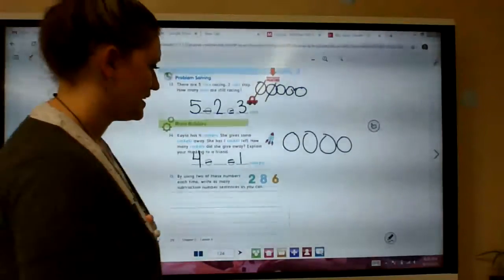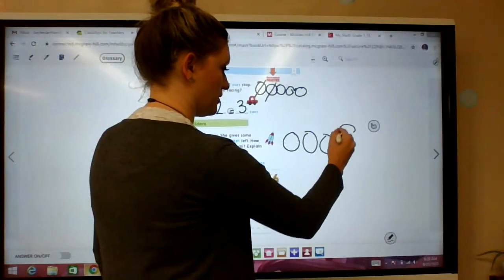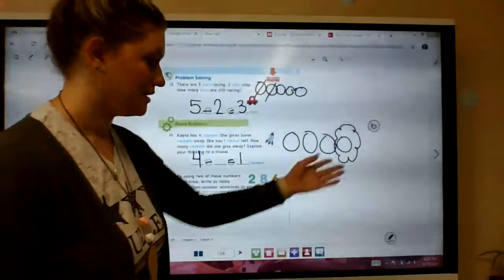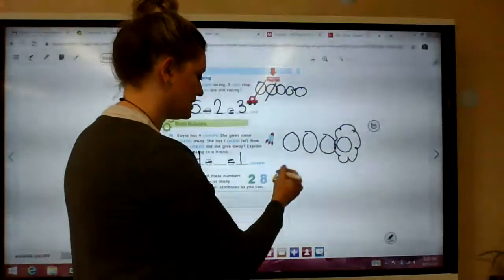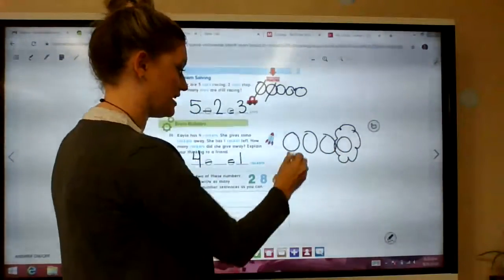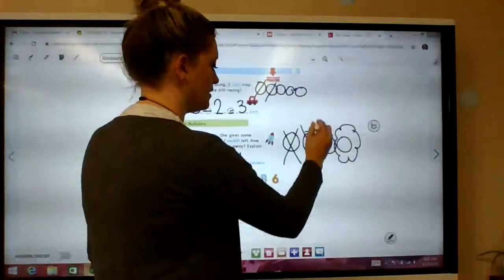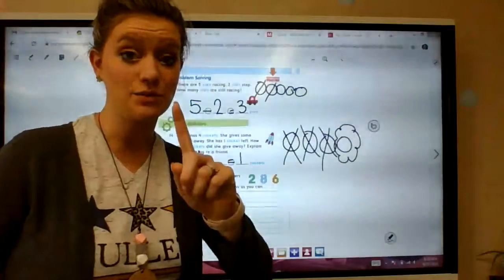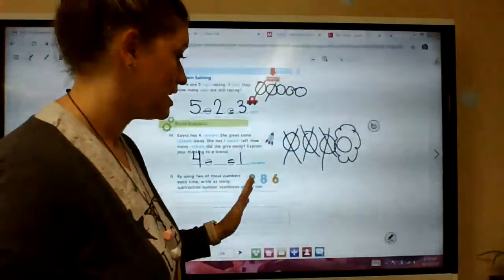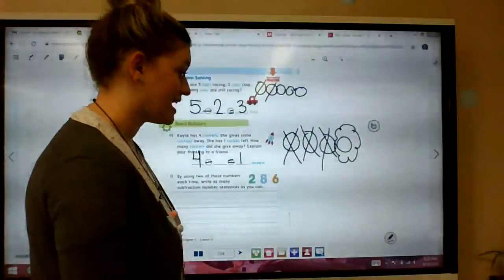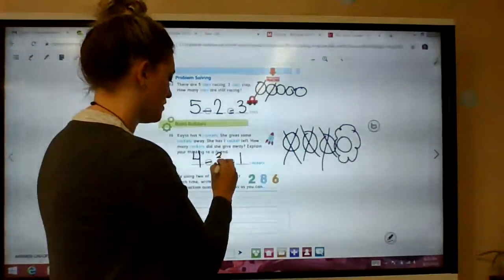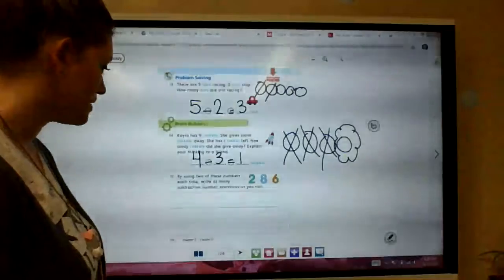Well, if these are her 4 and she only has 1 left at the end of it, there's that 1 that she kept. Let's X out and see how many she had to give away. 1, 2, 3. I don't touch the last one because she still has 1 rocket left, is what it says. But those are the ones that she probably gave away. So how many did I X out? 1, 2, 3. 4 minus 3 equals 1.